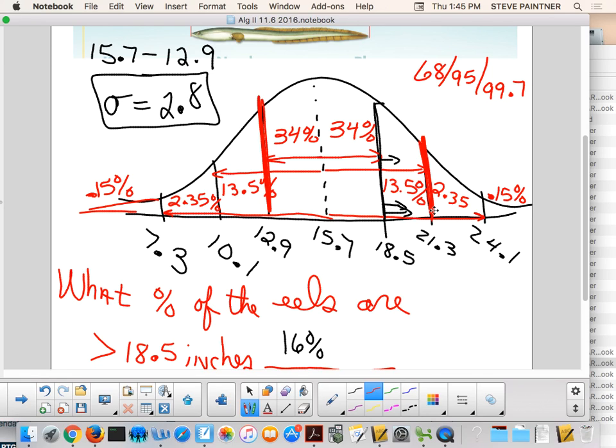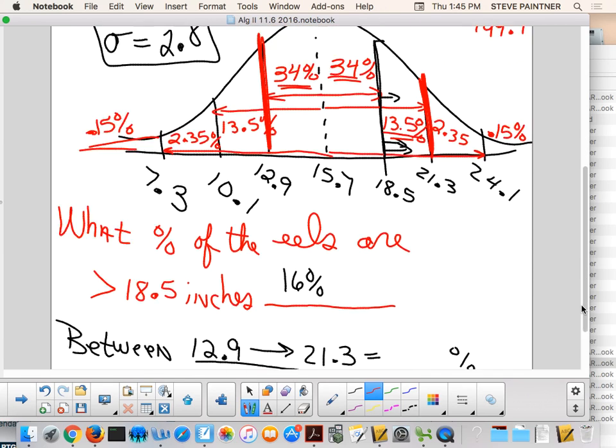Faith, what was it? I got 81. She gets 81.5, is she right? Yeah. What's this plus this? 68. You can do that quick. 68 plus 13.5. Did she get it right? Yeah, she got it right.